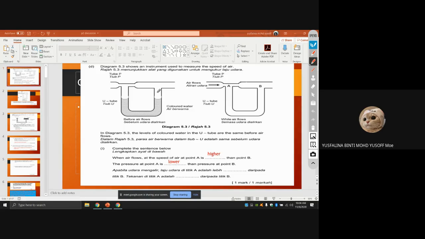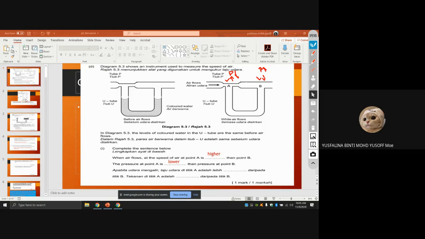Here, the air is not flowing yet, so the pressure is the same. When the air starts to flow, the velocity at A should be high, so the pressure here should be low. And here the velocity is low, and the pressure will be high. So when air flows, the speed of air at point A is higher than at point B, and the pressure at point A is lower than the pressure at point B. This is Bernoulli's principle.